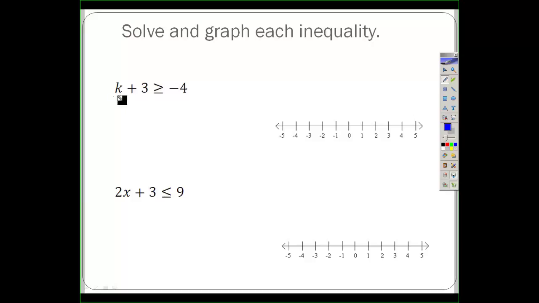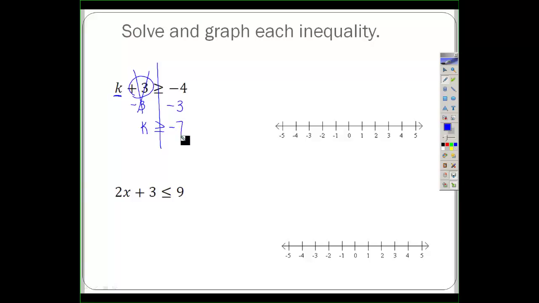In this first problem, what we're trying to get all by itself is k. We always want to add or subtract first, multiply or divide second. I can use subtraction to get rid of this 3. It says plus 3, and the opposite of addition is subtraction. So if I subtract 3 from both sides, the 3's will cancel out, and all I'm left with is k. I didn't multiply or divide by a negative, so the sign stays the same. Only when you multiply or divide does it change. And on the right hand side, negative 4 minus 3 is negative 7.